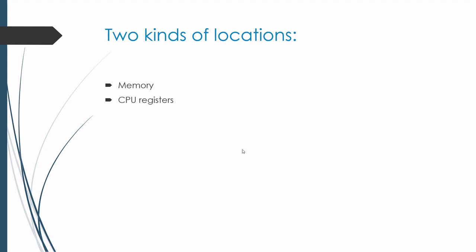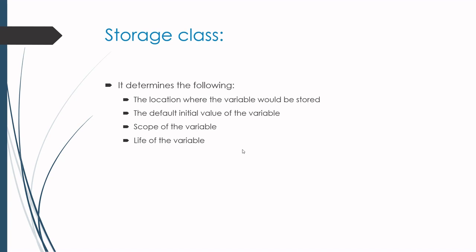What are the two types of locations where we can store information? As I said earlier, we have the memory, some set of free memory which will be available there. There we can store the data, or else we can store our information in our CPU registers. Okay. And what about the storage class? As we said earlier, we are going to decide the location where we are going to store our data, right? That will be defined by the storage classes.